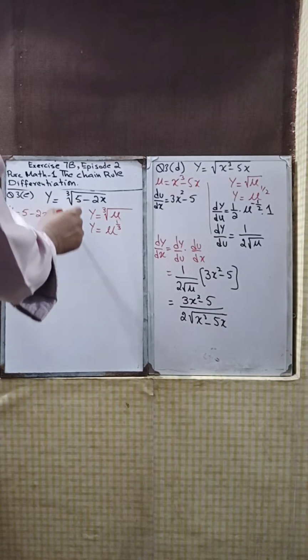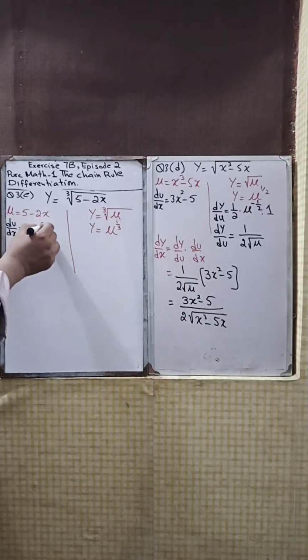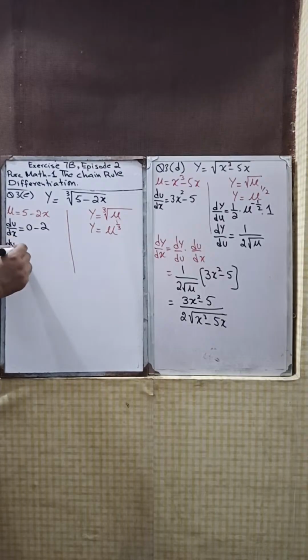So we will differentiate them. u will be differentiated with respect to x. So you will have du by dx equals to, the derivative of 5 is 0, minus 2x derivative is only 2. So du by dx will be equal to minus 2.